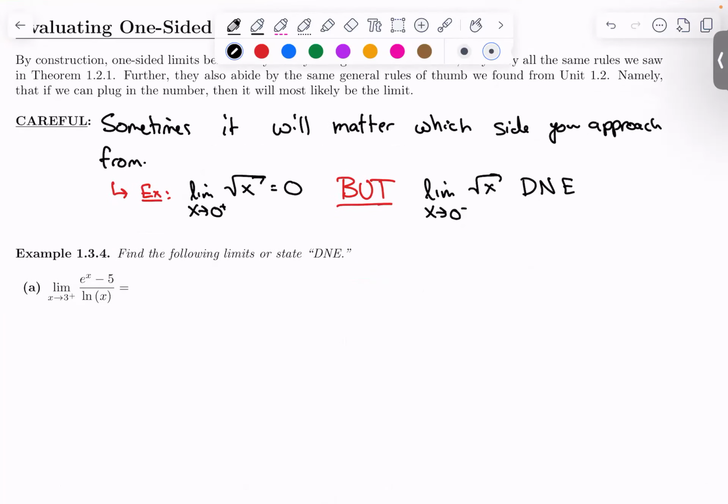So main idea: be careful with functions that have domain issues.